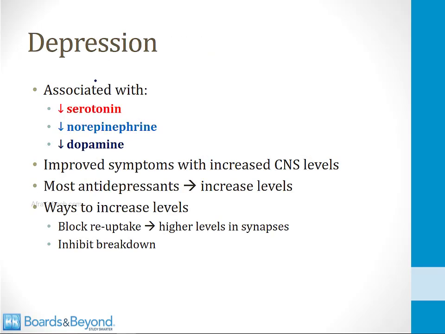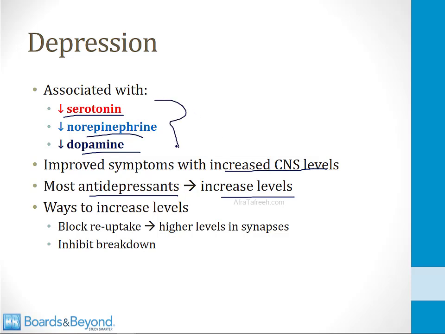Before we get into specific antidepressant drugs, let's talk about some general principles of depression. Depression is associated with decreased activity in the central nervous system of certain neurotransmitters, in particular serotonin, norepinephrine, and dopamine. And patients with depression can have improved symptoms if you boost the activity of these neurotransmitters in the central nervous system. And that's how most antidepressants work. They increase the levels and the activity of these 3 neurotransmitters.